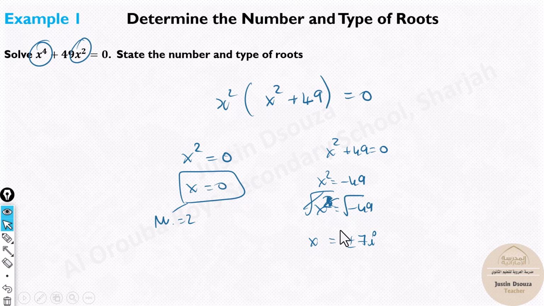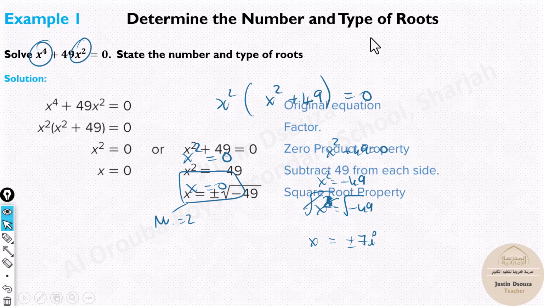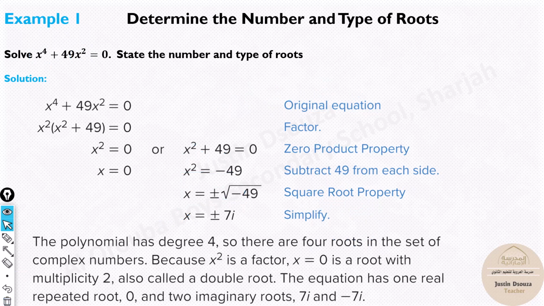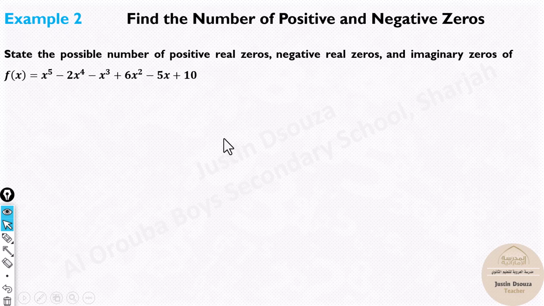We have three roots, sorry. There is one x equal to 0, two imaginary numbers, but the x equal to 0 has a multiplicity of 2. So that is it. Here we can see the two imaginary roots and one real repeated root are mentioned. Now in the next problem, we will use Descartes' rule to find out the type of roots.